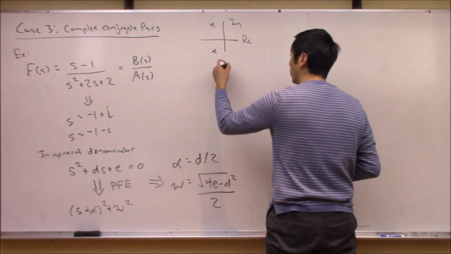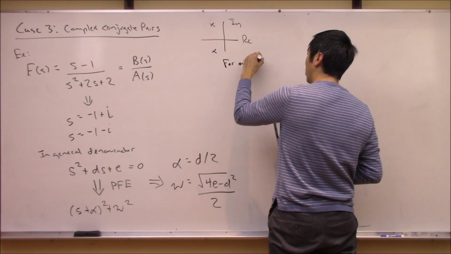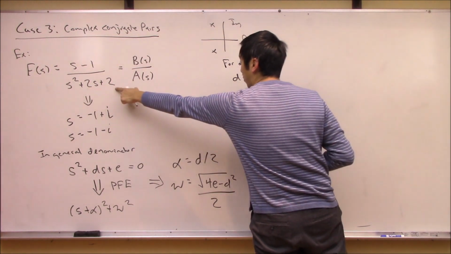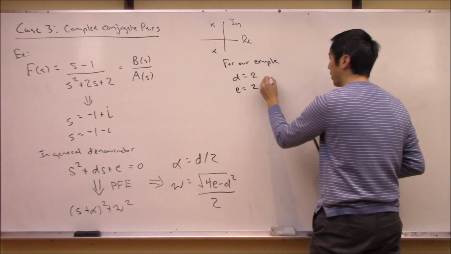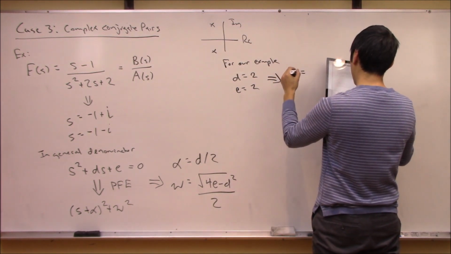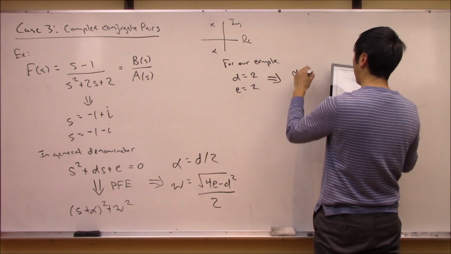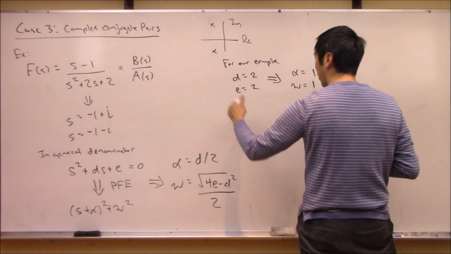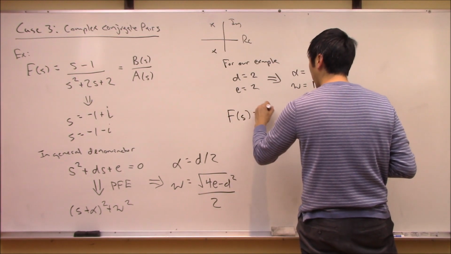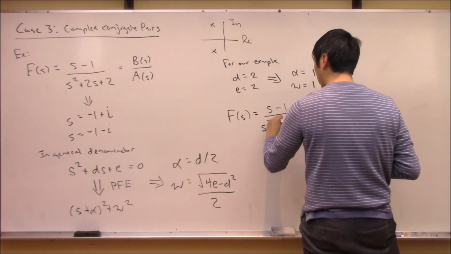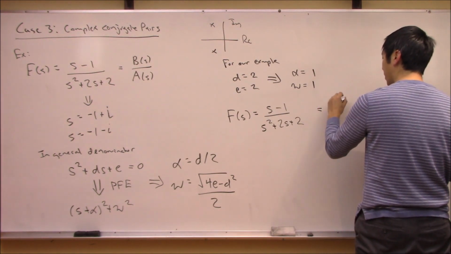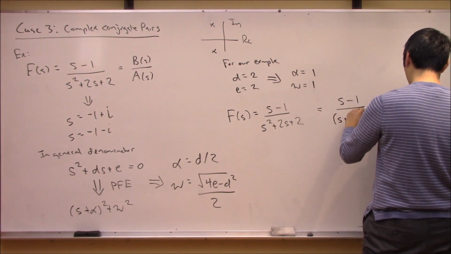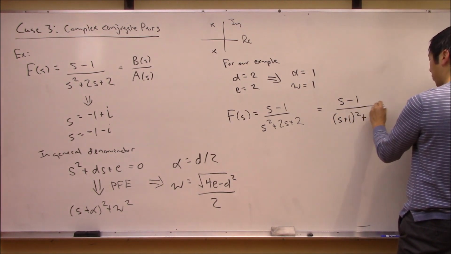Coming back to our example, we see easily that d is equal to 2 in this case, and so is e. Running it through this formula gets you an alpha of 1, and omega also comes out to be 1. Maybe that wasn't the best example. But long story short, the original denominator, s squared plus 2s plus 2, can now be rewritten as (s plus 1) squared plus 1 squared. That's all we're doing here.